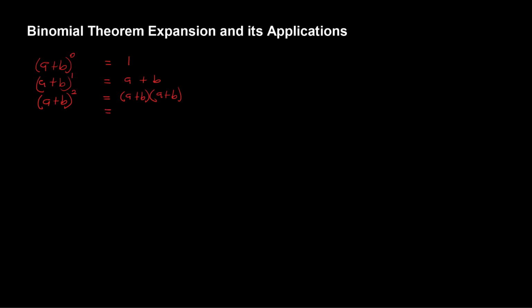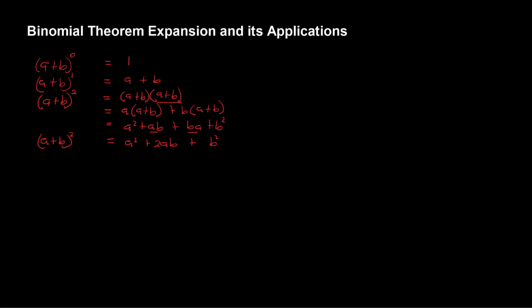And we can multiply this by taking A and multiplying it by the whole of A plus B, and then B. So we have A times A plus B plus B times A plus B. This gives us A squared plus AB plus BA plus B squared. If we group the like terms, we know from the commutative property of multiplication that AB is the same as BA. So we can add these two items to get A squared plus 2AB plus B squared. So the expansion of A plus B all squared will give us this expression.